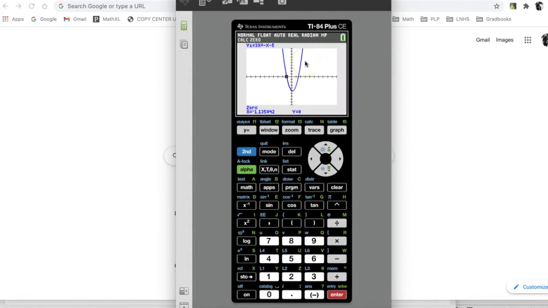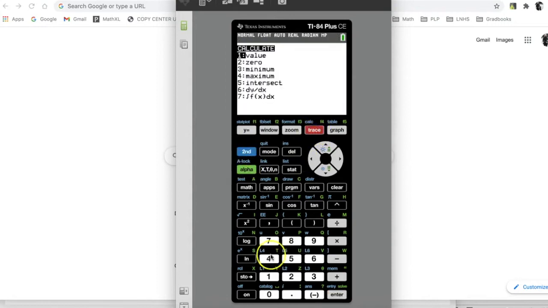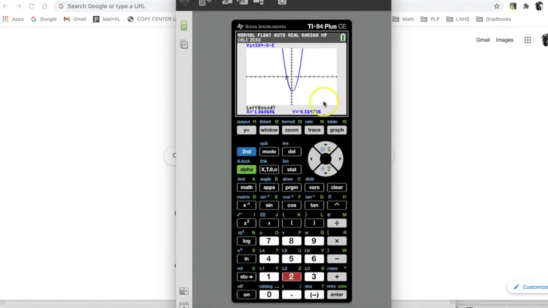Now for our next 0, we can just do the process again. So I'm looking for the right intersection, so I'm going to put in 0 for my left boundary, and then I'm going to put in +2. And then I'm just going to say guess, and it is 1.4. So we have negative 1.14 and then positive 1.4.